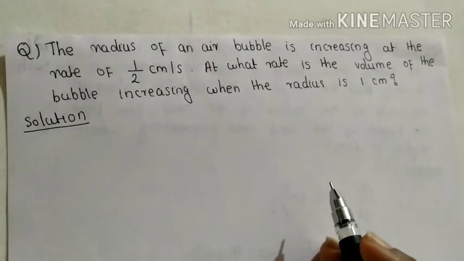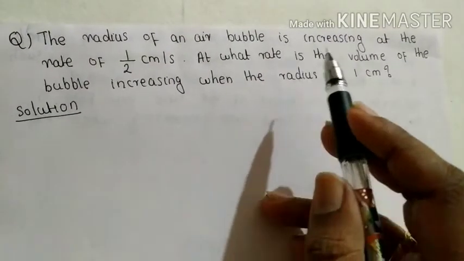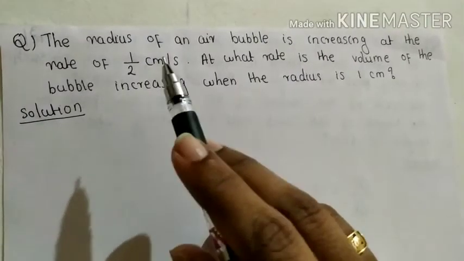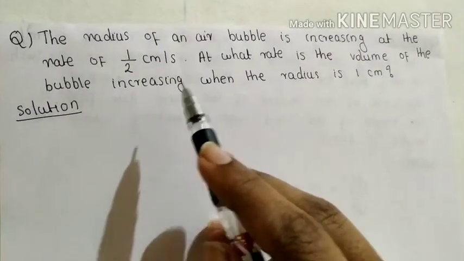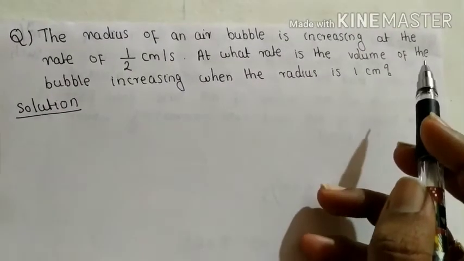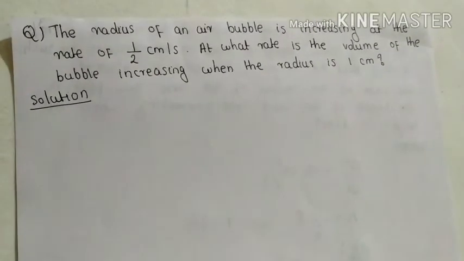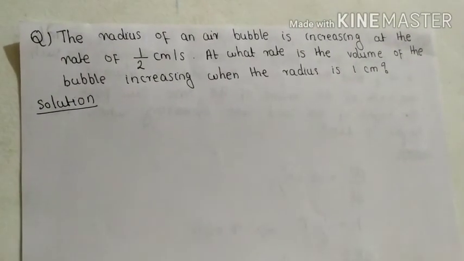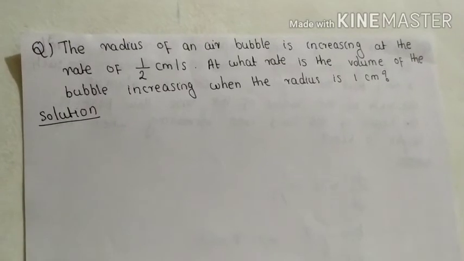This is our next question. The radius of an air bubble is increasing at the rate of 1/2 centimeter per second. At what rate is the volume of the bubble increasing when the radius is 1 centimeter? So let's start the solution of this question.